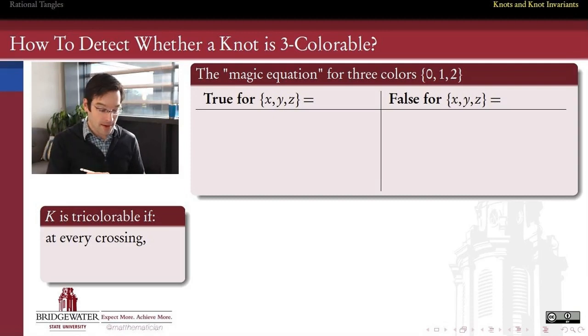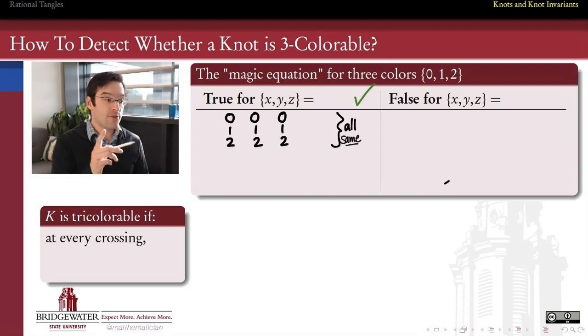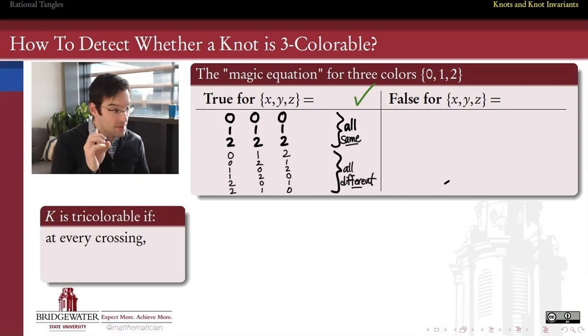So let's observe what that might look like. We want this magic equation to be true anytime all three colors are the same. So if x, y, and z are all 0, we want this equation to be true. If x, y, and z are all 1, or if x, y, and z are all 2. Those are the cases where all three colors are the same, and we want this equation to be satisfied. Likewise, we also want the same equation to be true when all three colors are different. So when x, y, and z are 0, 1, and 2, or any permutation thereof, we also want this same equation that we build to be true at those crossings too. And those are exactly the cases, all 9 of these. These are the 9 cases in which we want this equation to be true, and exactly those cases.